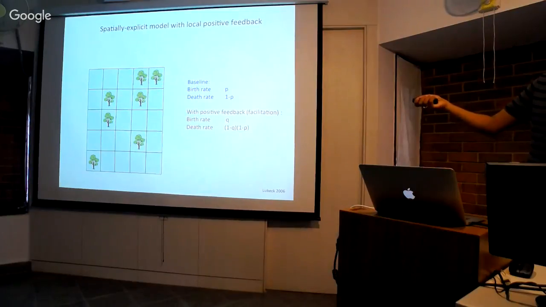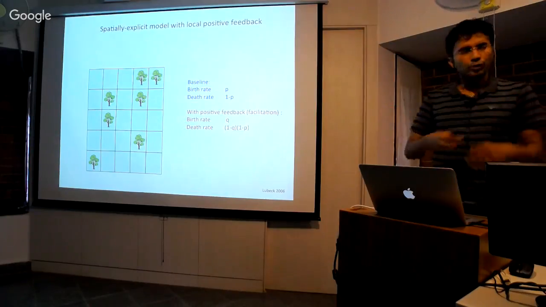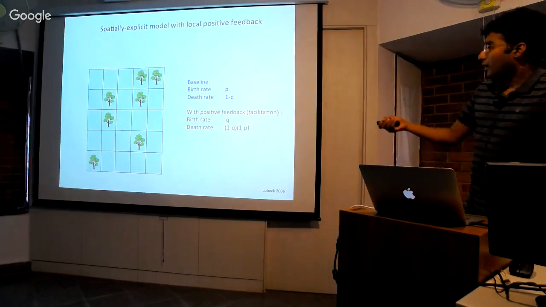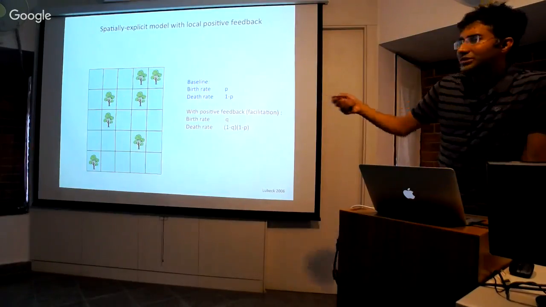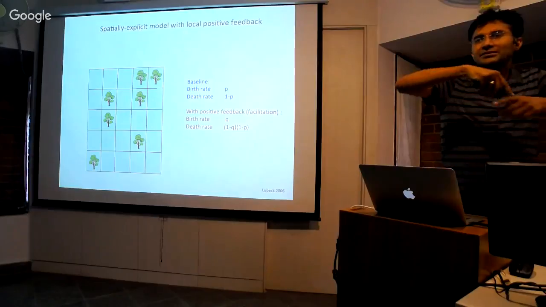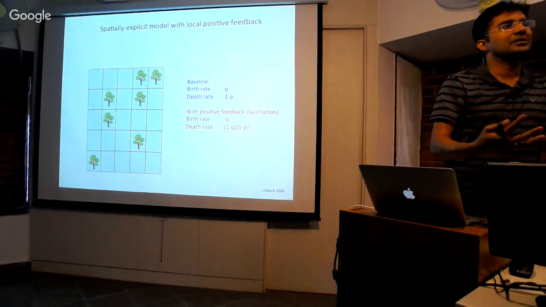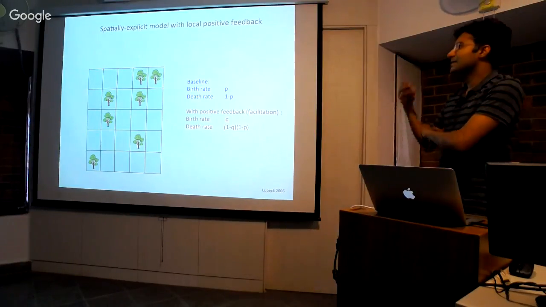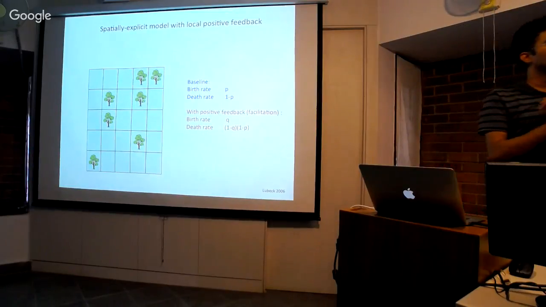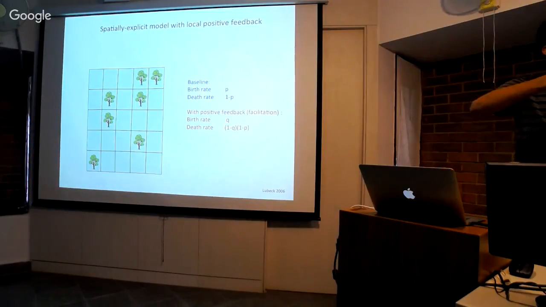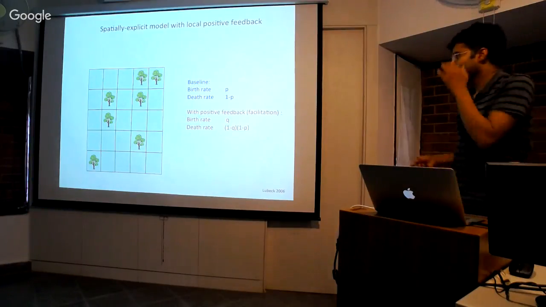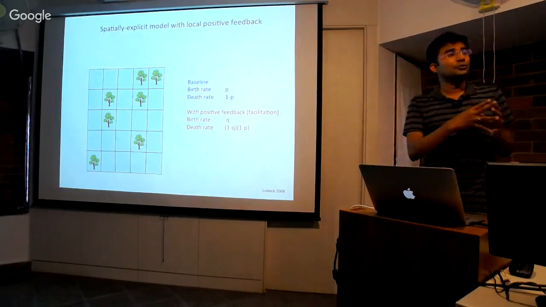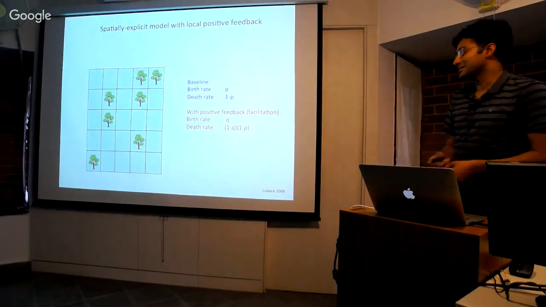A tree, for example, can give birth to one of the neighboring cells with some probability P. It has its own probability of death. At the same time, we also incorporate positive feedbacks, meaning if there are two trees nearby, the nearby cells have an even higher chance of germination. So we incorporate baseline birth and death rates. We also incorporate the fact that when there are already one or two trees, the neighboring areas have a higher chance of germination. If we include all these, we are actually able to reproduce many, many observed patterns in nature.